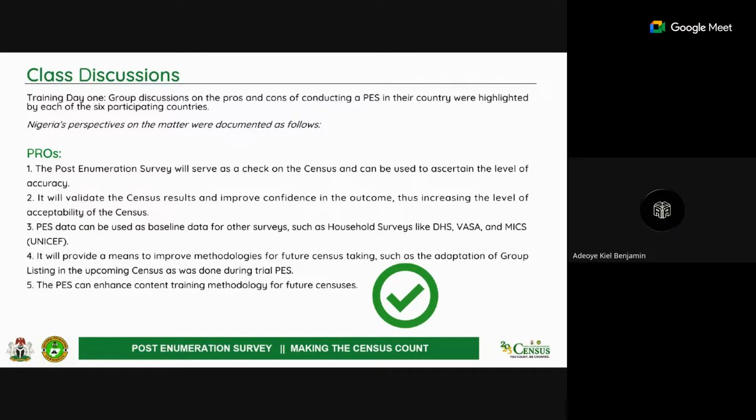It can be used as baseline data for other surveys, such as household surveys like DHS, MICS, and UNICEF surveys. It will also provide a means to improve methodology. For example, the PES can bring up new methodologies and training methodologies for future censuses. These are the benefits of utilizing the resources.